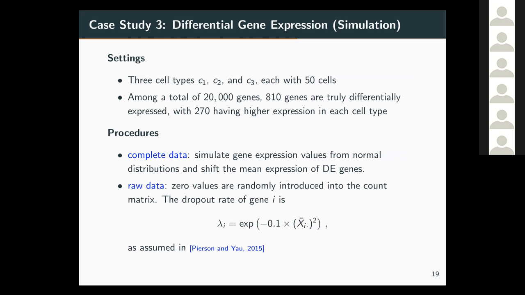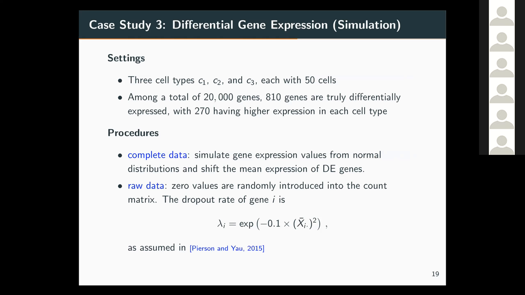Then to simulate the single cell data, we first generate a complete data set by simulating gene expression values from normal distributions and then shifting the mean expression of the 810 true DE genes. This complete data does not involve any dropout issues. Then to create a single cell count matrix that has dropout values, we randomly introduce zero values into the complete data. While doing this, we assume that the dropout rate of a gene is higher when its mean expression, xi bar, is smaller.